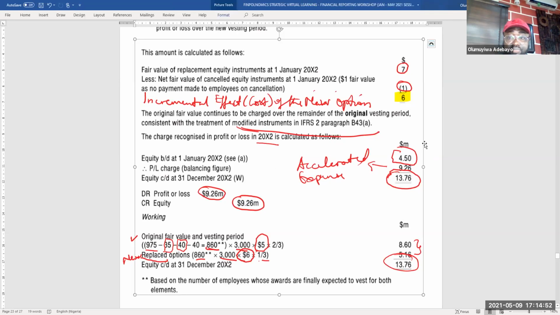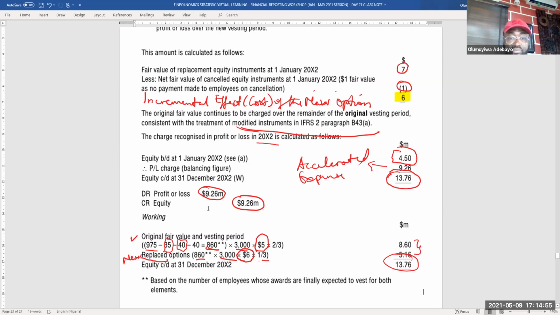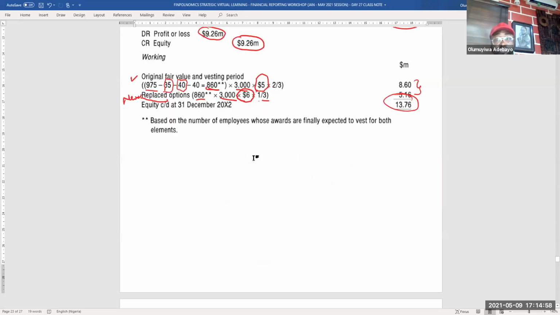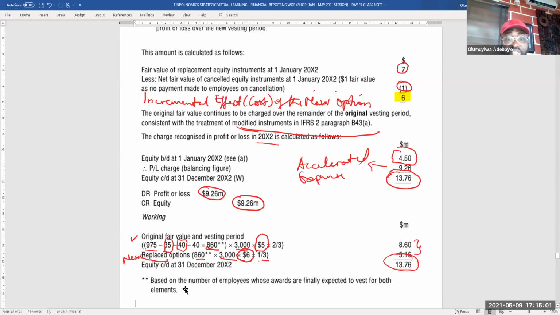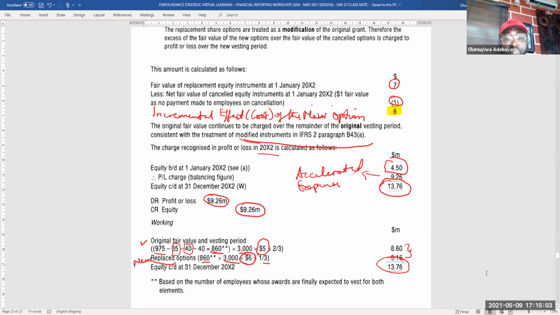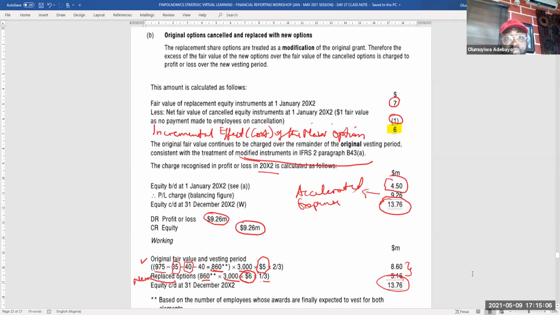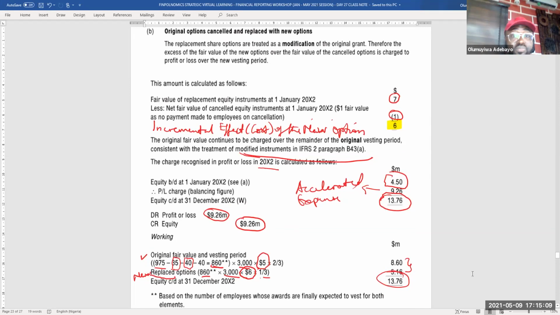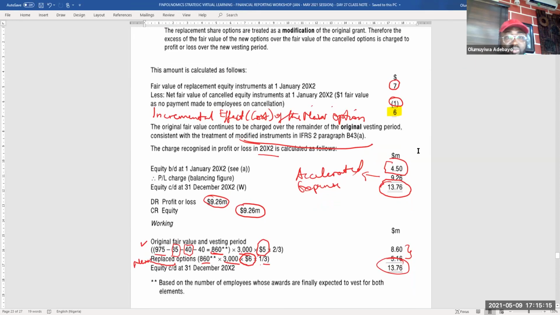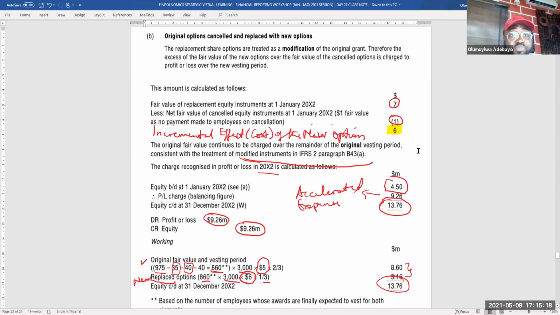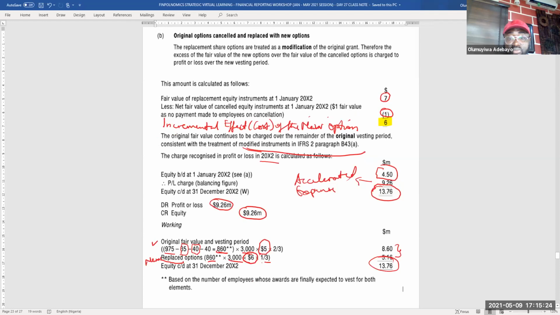Any question on that? Any question on this suggested solution? Any question or contributions? Okay, if there's no question. Sorry, there is a question. Yeah.